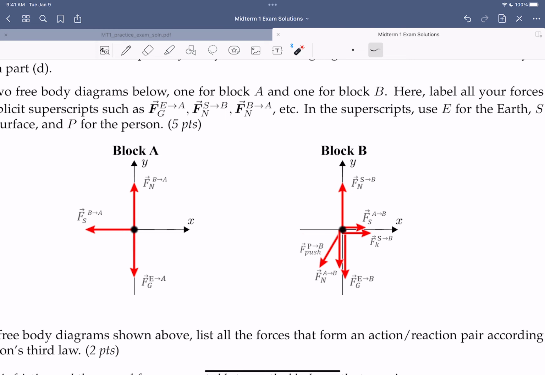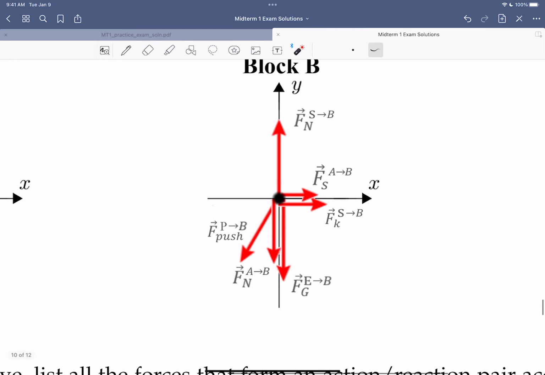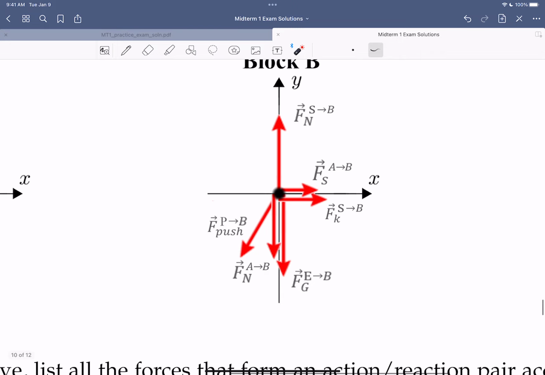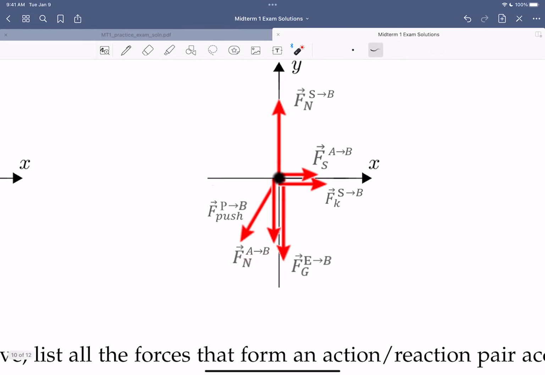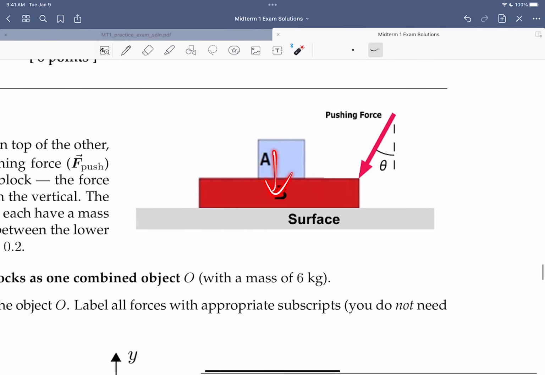The reason why normal force is downward for this one, there's two normal forces. Box B is feeling a normal force from the floor that keeps it from sinking through the floor, that's surface on B. And it also feels a normal force. Normal force, remember, is the contact force. A is in contact with B. So normal force here, when it's pointing downwards, is referring to essentially the weight of A on B. Does that make sense?